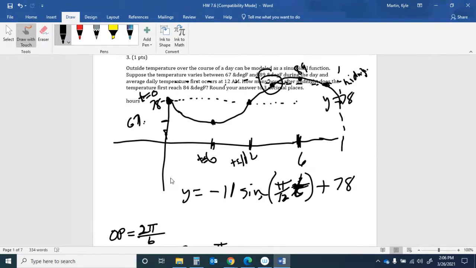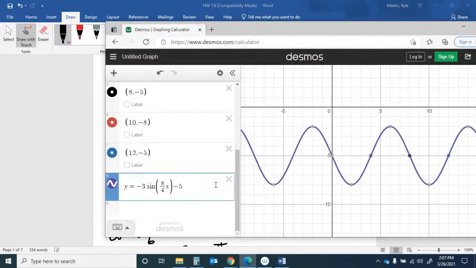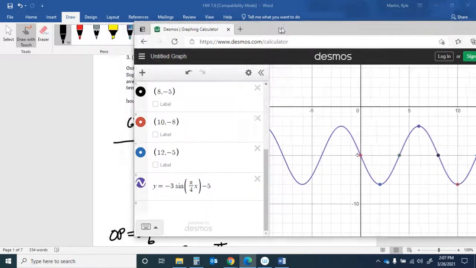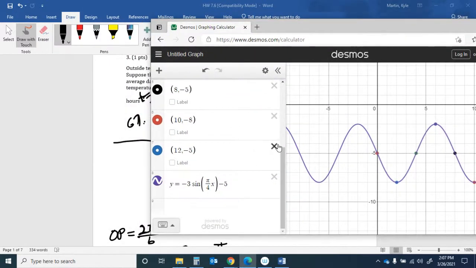So basically, I'm looking to solve that system of equations. I could either literally let the output equal 84, put an 84 right here, and solve for t. That's one way to do it. But with Desmos at our fingertips, why would you? So I'm going to modify what we got here. And we don't need any of these points from the last problem. Delete them all out.